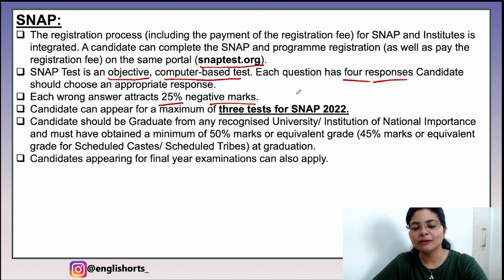You can this year take SNAP 3 times. Until last year, SNAP used to be held twice, all right? So people could take 2 attempts. This year, you can opt for taking 3 attempts. So you can take the SNAP thrice this year.